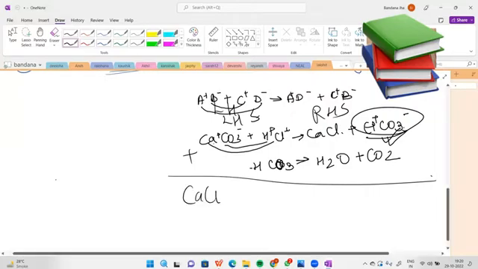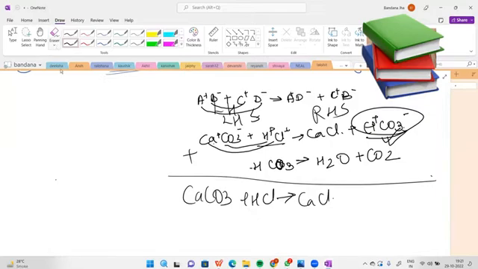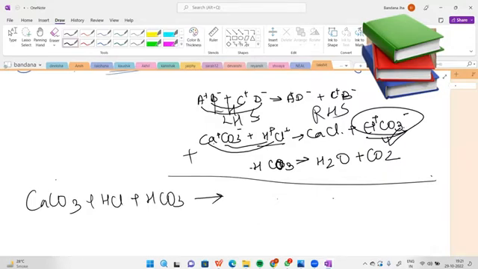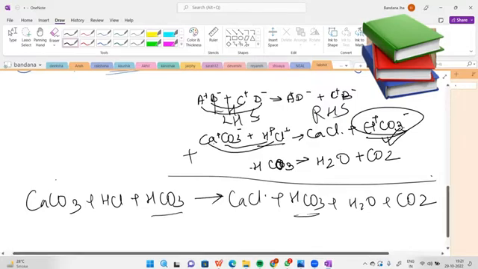So CaCO3 plus HCl, okay, tends to CaCl. I will write this one also, otherwise you will get confused. CaCO3 plus HCl plus HCO3, right? Yes, ma'am. This is there in the LHS. Now RHS. CaCl plus HCO3 plus H2O plus CO2. Now HCO3 is in both. So obviously we will cancel each other.